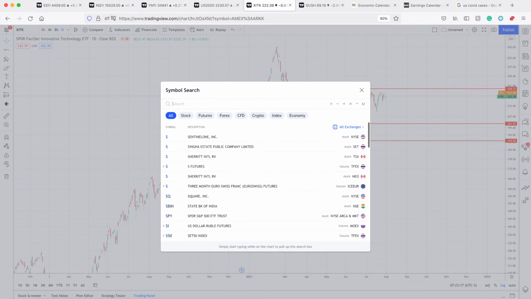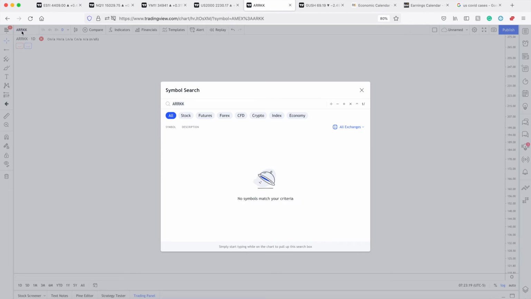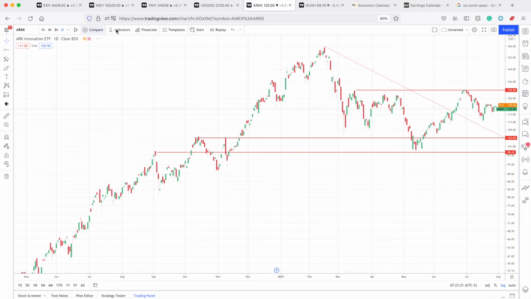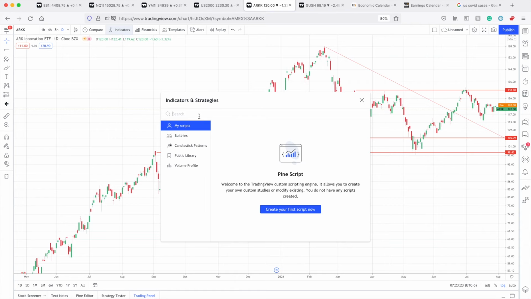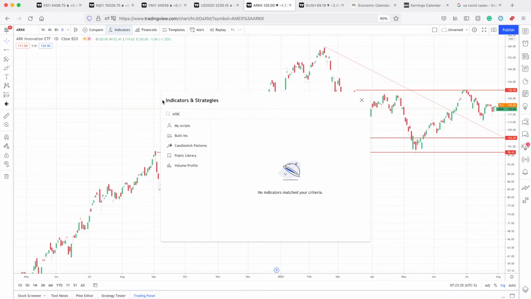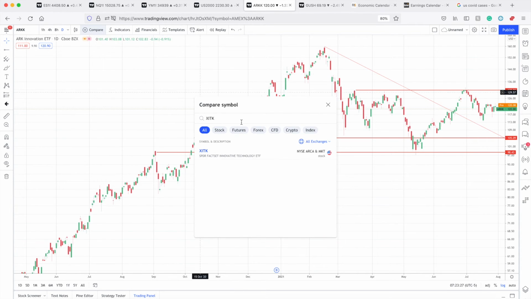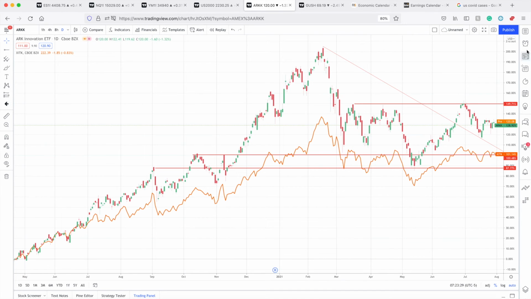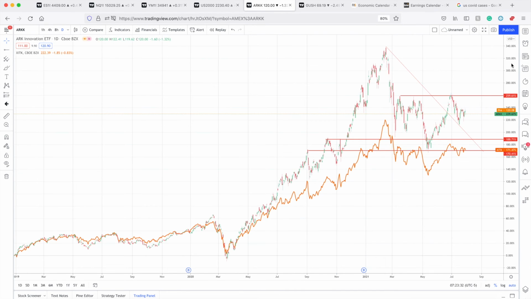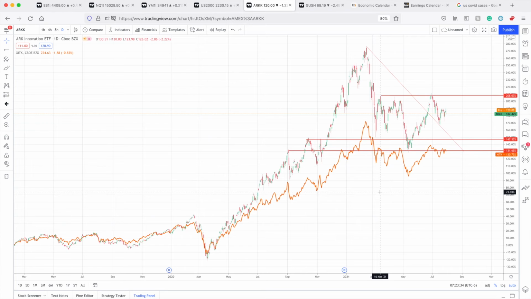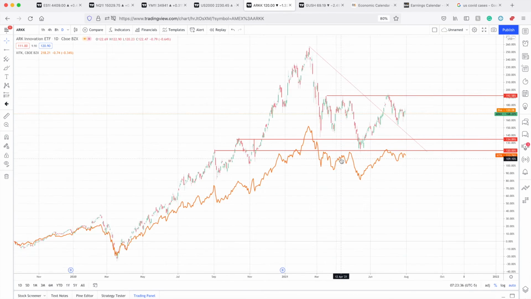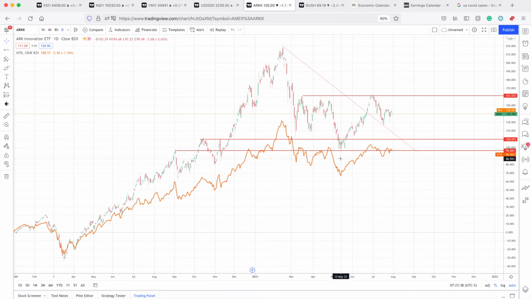So if you guys want to track hype stocks, I do recommend ARK and XITK. As you can see here, there's a pretty good correlation between these two ETFs. And so I use these two as a way to track the hype stocks like Tesla, Teladoc, and all the other hype names.